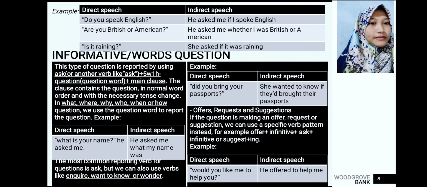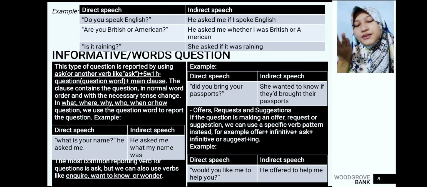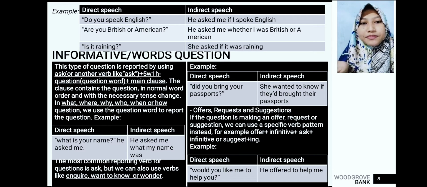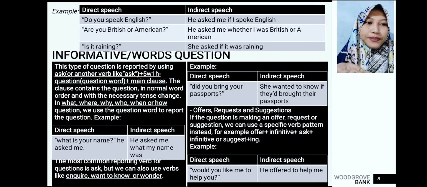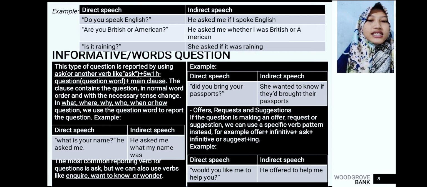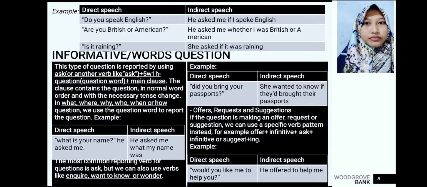Example: "What is your name?" He asked me. This is direct speech. Then: "He asked me what my name was." This is indirect speech.